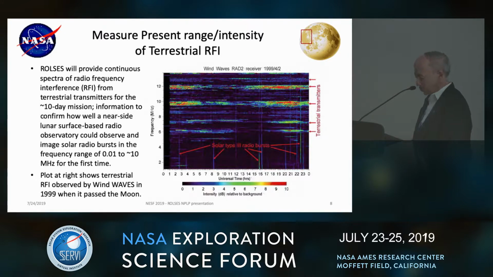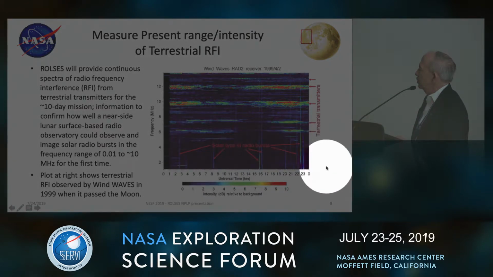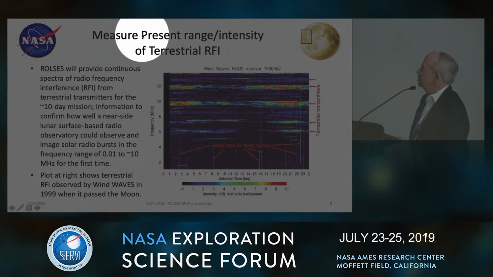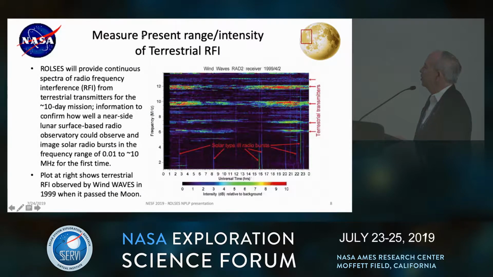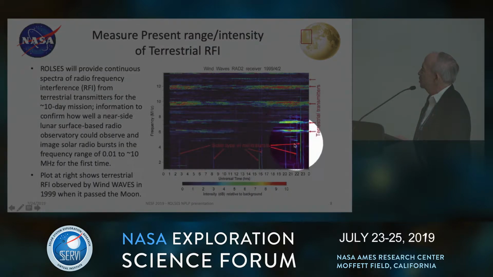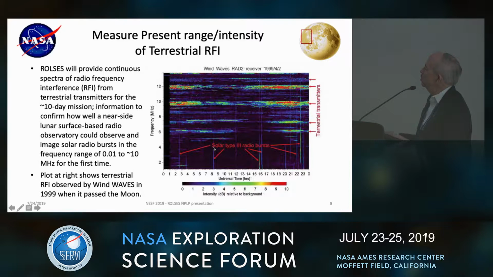One technical result that we want to obtain is what is the current level of terrestrial radio frequency interference. In this plot, you see a 24-hour plot from the Wind Waves instrument, and again the frequencies from less than 1 to over 10 megahertz. All except for a few weak solar radio bursts here, this is during solar minimum in 1999 on April the 2nd, when the WindWave spacecraft flew very near the moon.